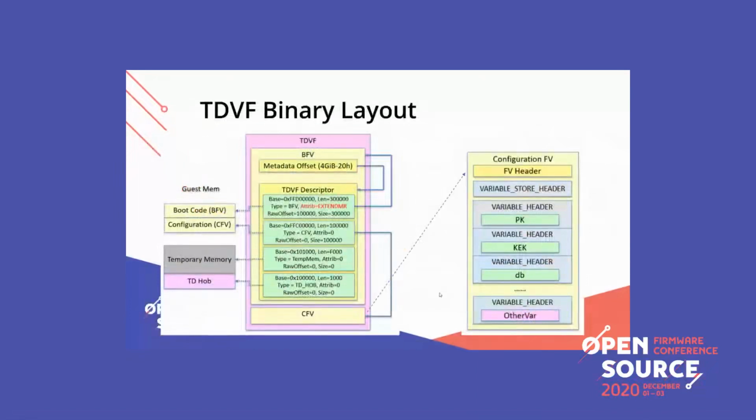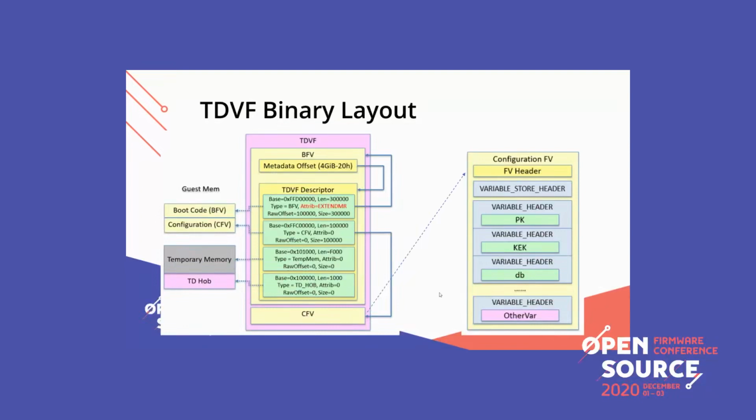The TDVF binary is similar to an OVMF binary. It is constructed with UEFI PI firmware volumes. We put all UEFI drivers into a boot firmware volume, known as BFV, and the UEFI variable configuration into a configuration firmware volume, known as CFV. Inside the BFV, there's a TD descriptor metadata. The offset is at 4 GB minus 20H.